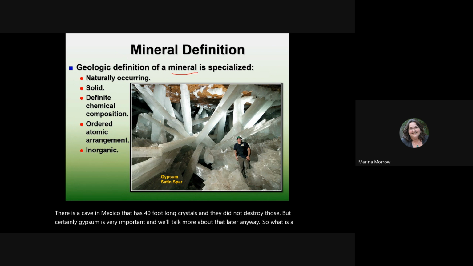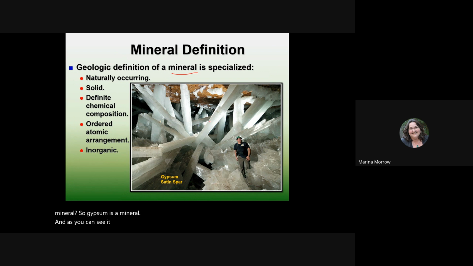So gypsum is a mineral. And as you can see, it is naturally occurring. These are naturally growing in caves deep underground. So it has to be naturally occurring. Another thing is it has to be a solid. There's a reason for that, and that depends on the third definition here.